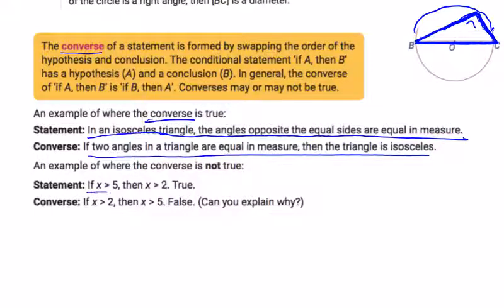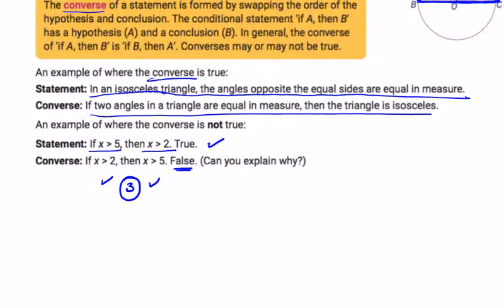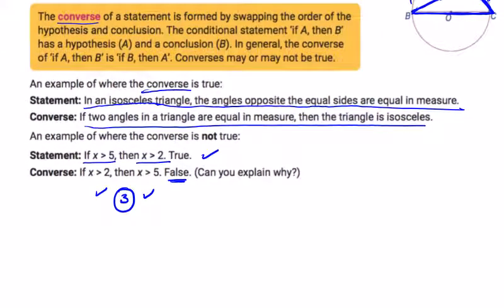Also, if x is greater than 5, then x is greater than 2. That's true. But if x is greater than 2, then x is greater than 5. It's false. Why? Because there are numbers in the middle. x could be 3, which is not greater than 5. So that's the converse, really straightforward, nothing to get worked up about.